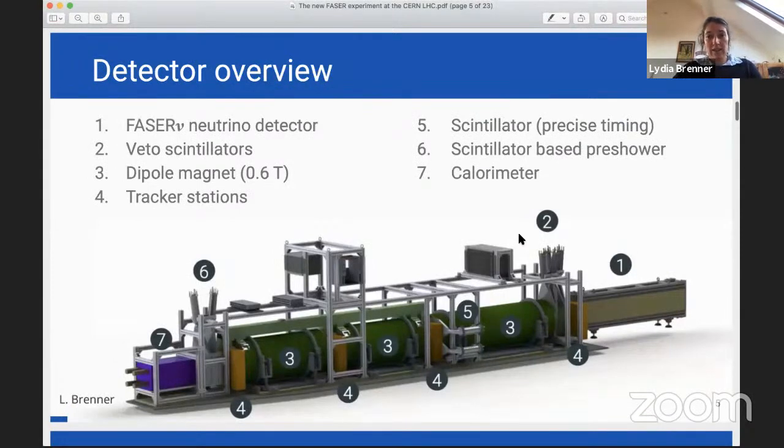Okay, so let's look at the detector overview. All the way at the front of the detector, there's a part of the detector which we call the FASERν. This is the neutrino detector. This is at number 1. At number 2, you can see the veto scintillators. Then you see a dipole magnet, which is about 0.6 Tesla. Then we have tracker stations. There's 3 tracker stations indicated with the number 4. Then we have a scintillator for the precise timing, and a scintillator-based pre-shower, and finally a calorimeter.